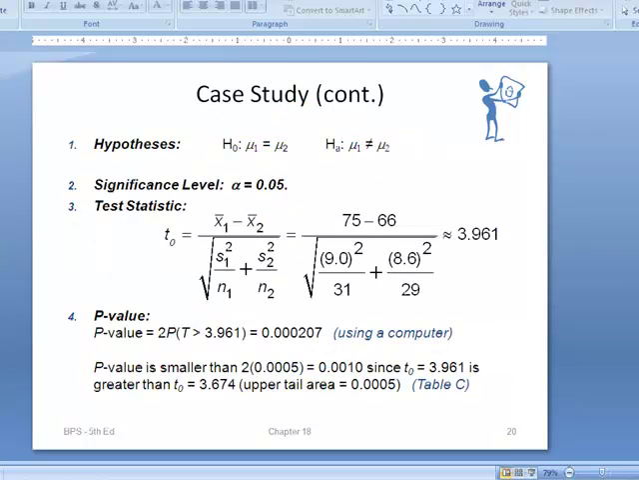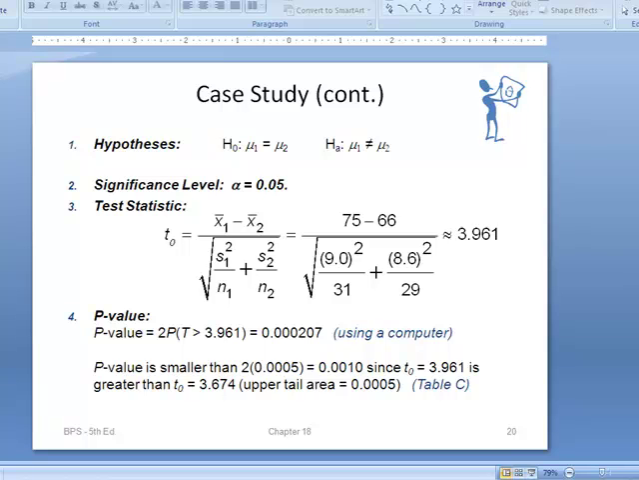So we resume doing our hypothesis test. We have our null and alternative. We know our significance level is 0.05. Now it's time for us to do our test statistic. Well, all we have to do is find x1 minus x2, which was given to us as 75 minus 66, divided by that standard error. And we get 3.961.